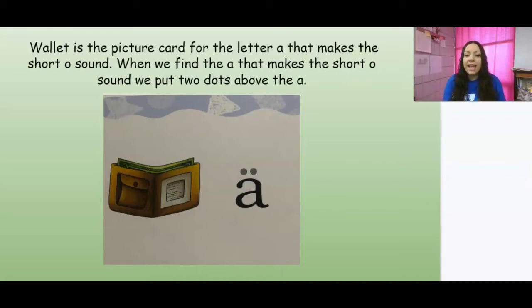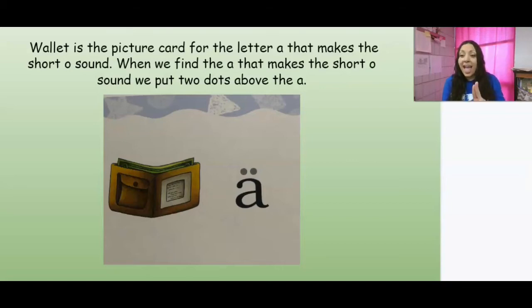When we find an A that makes that short O sound, we're going to put 2 dots on top just to show us that that's the different sound. Because remember, we have 4 different ways to make the A sound now. We have A, remember like apple, which is a short A.